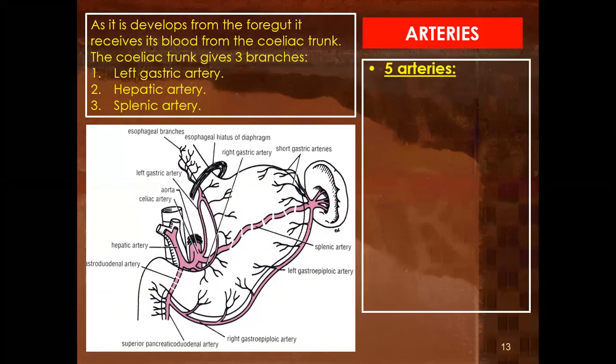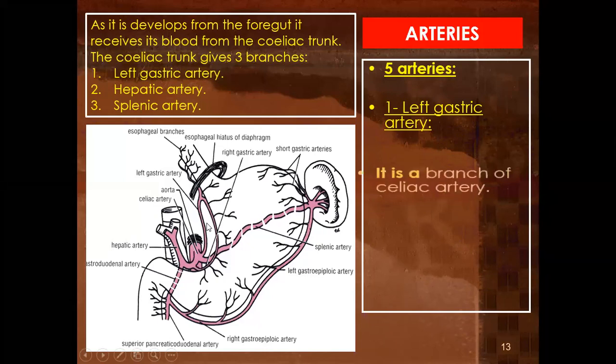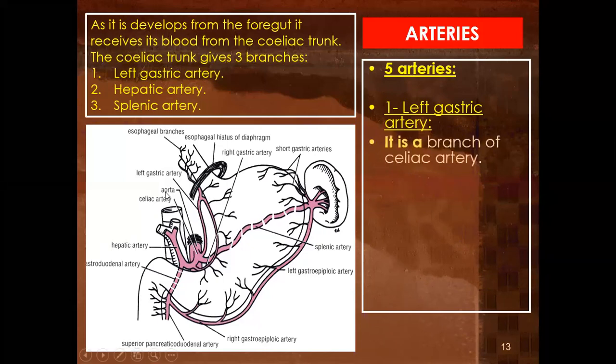So there are five arteries which are supplying the stomach from this celiac trunk. The first one, as you already saw, is the left gastric artery, which directly supplies the stomach along the lesser curvature. It is a branch of the celiac artery, as you can see in this picture. It will run along the lesser curvature, as you can see here.